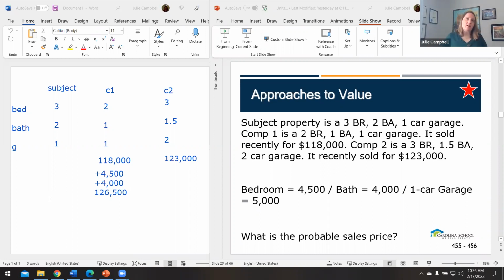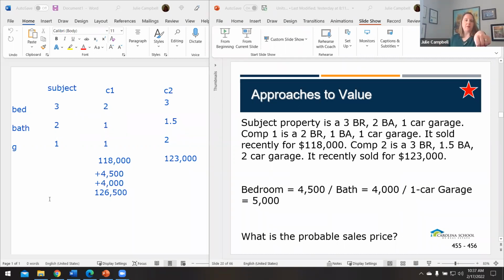Okay. So now I'm going to study comp two as it relates to my subject. I don't care about comp one, right? I've already adjusted the value of comp one. So we're going to study comp two as it relates to the subject. My subject has three bedrooms. My comp has three bedrooms. Are there any adjustments to make to comp two with the number of bedrooms? No, we're already right on, right?